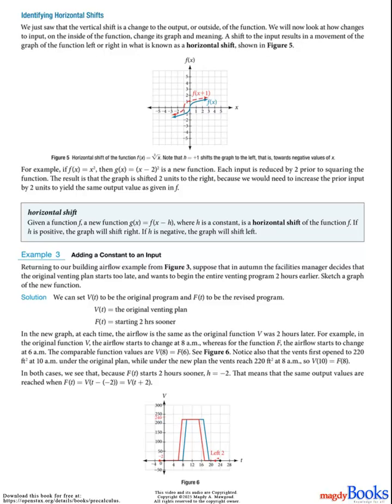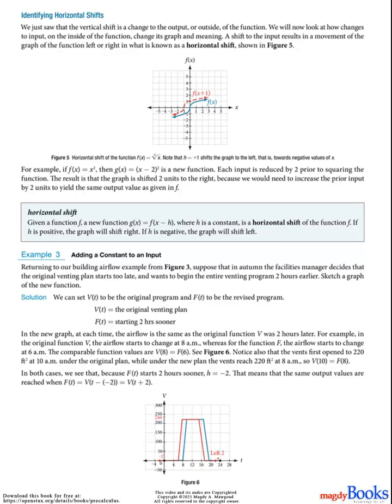Horizontal shift. Given a function f, a new function g of x equals f of x minus h, where h is a constant, is a horizontal shift of the function f. If h is positive, the graph will shift right. If h is negative, the graph will shift left.